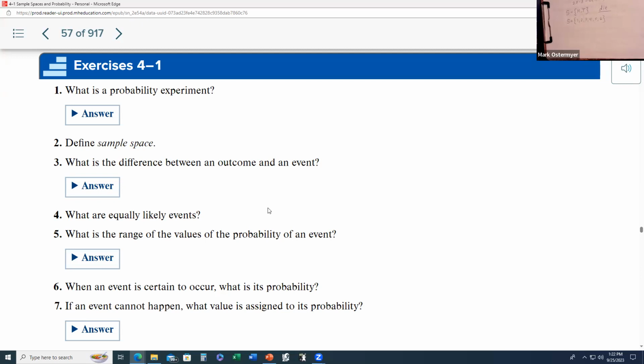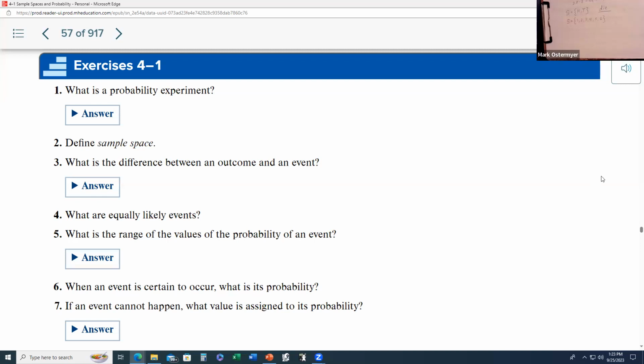Does anybody want to define for us what a sample space is? What's a sample space associated with a probability experiment? The set of all possible outcomes. Yeah, it's the set of all possible outcomes of a particular experiment, whatever the experiment is. The experiment could be flipping a coin, and the sample space would be nothing more than heads or tails.